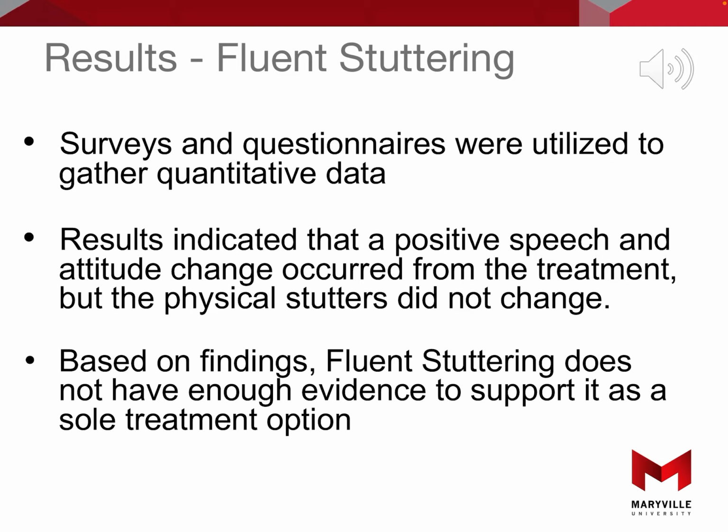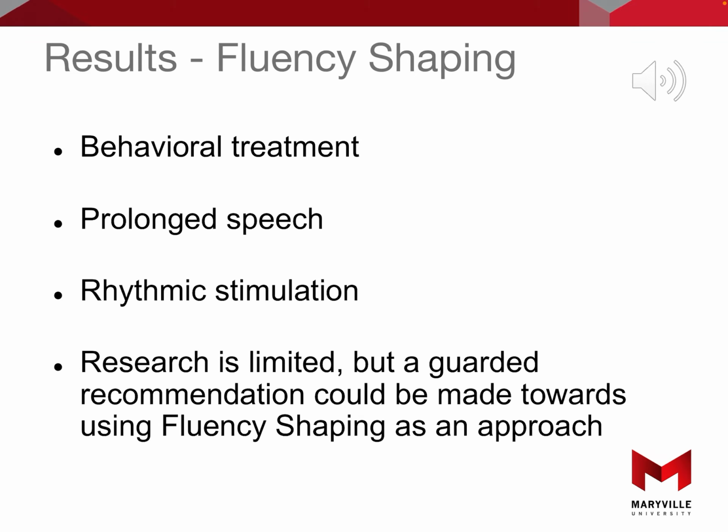The studies also used the Stuttering Severity Instrument, SSI, for children and adults, 3rd edition, pre- and post-treatment to monitor stuttering severity. Based on these findings, not enough evidence-based research is available to use fluent stuttering as a sole treatment approach. For fluency shaping, the research touched on behavioral treatment, prolonged speech, and rhythmic stimulation.